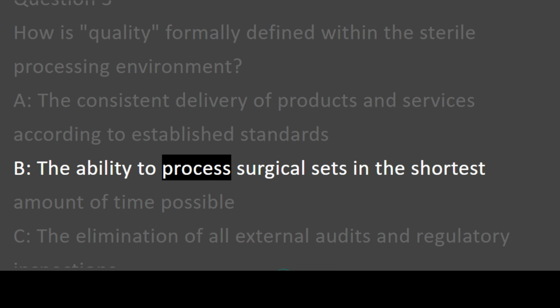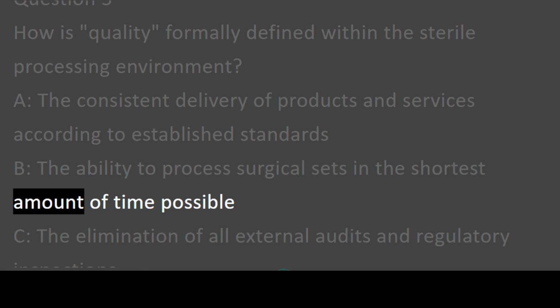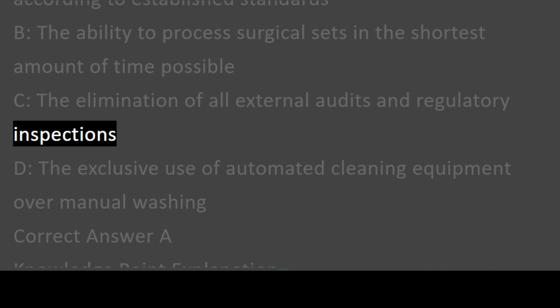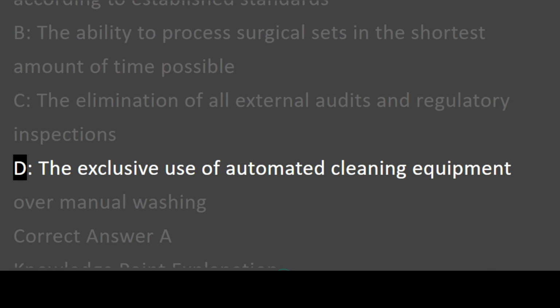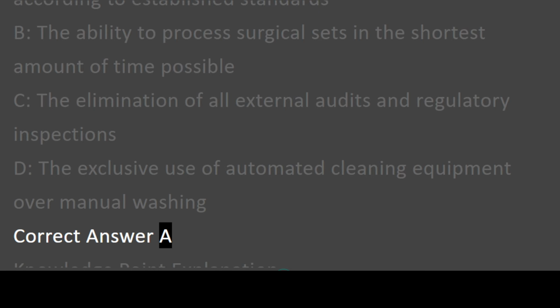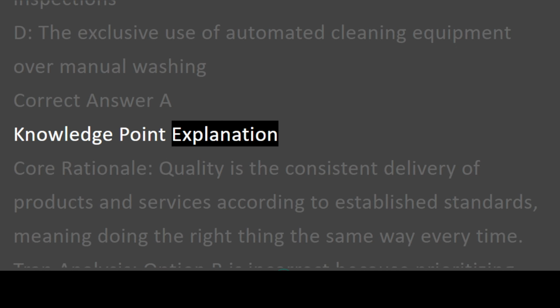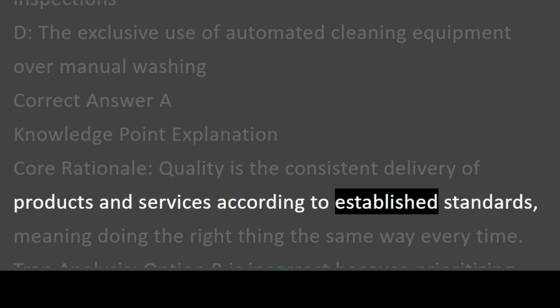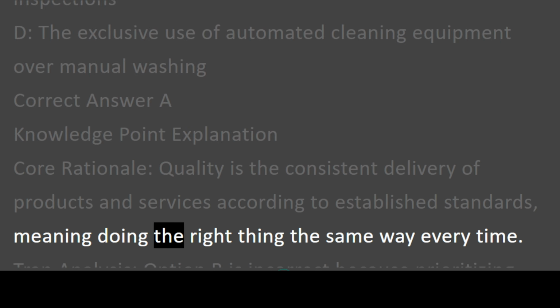B. The ability to process surgical sets in the shortest amount of time possible. C. The elimination of all external audits and regulatory inspections. D. The exclusive use of automated cleaning equipment over manual washing. Correct answer A. Knowledge point explanation. Core rationale: quality is the consistent delivery of products and services according to established standards, meaning doing the right thing the same way every time.